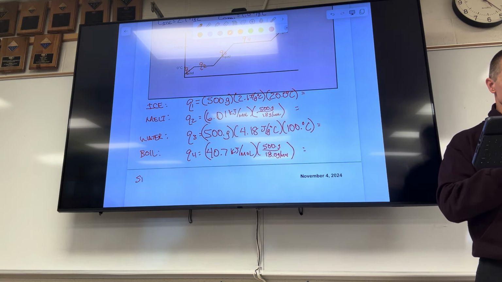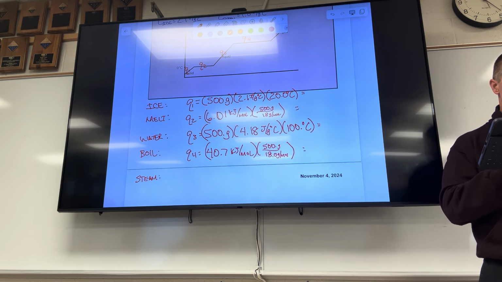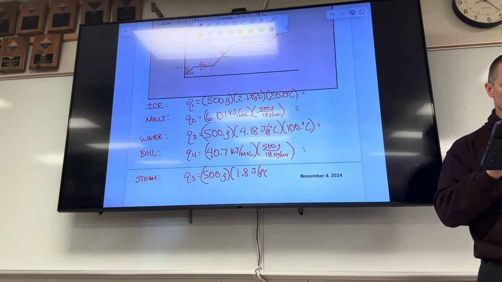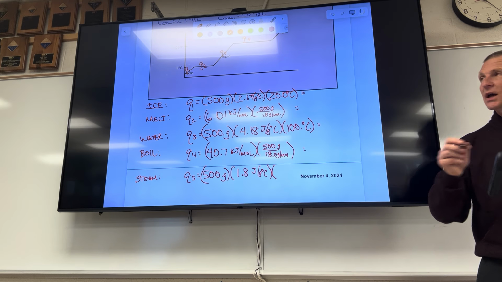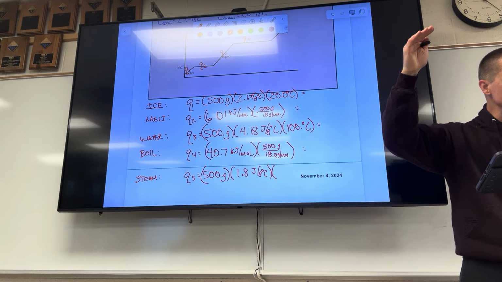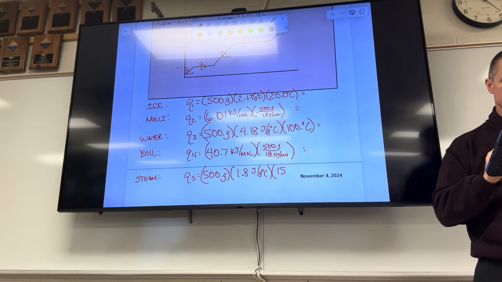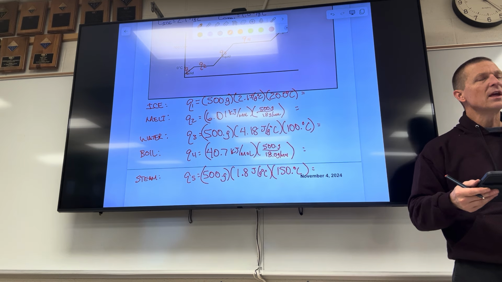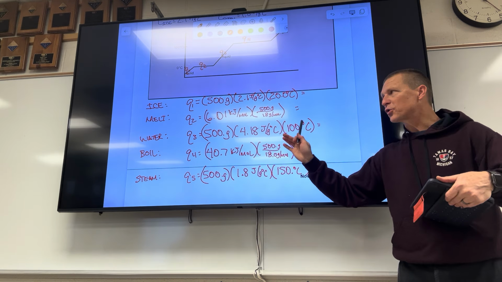Finally, we have the steam. That's a temperature change. So we go back to MC delta T. The mass is 500. The C is steam now, it's 1.8. The delta T of steam, it goes from 100 up to 250, which is a change of 150 degrees. We did it.